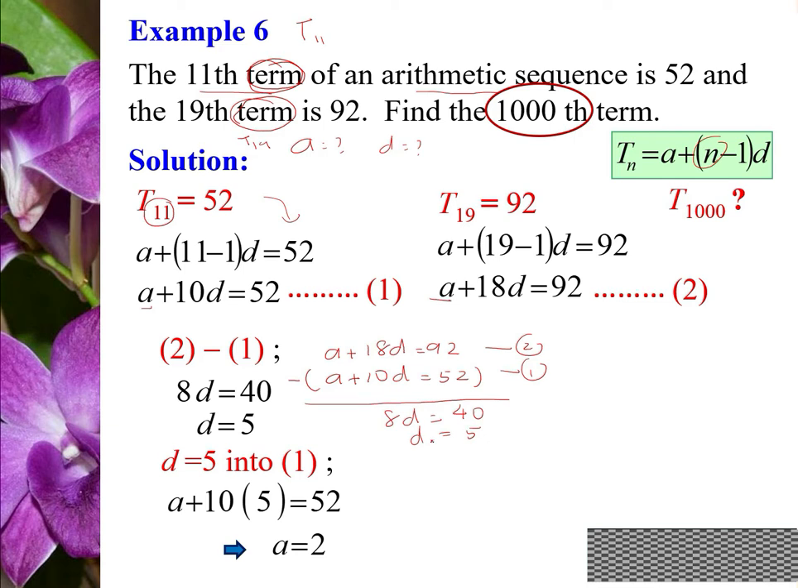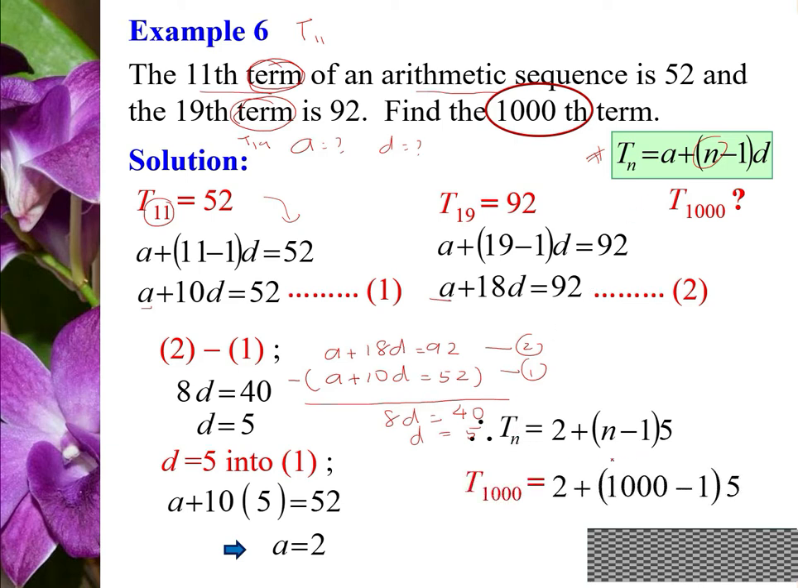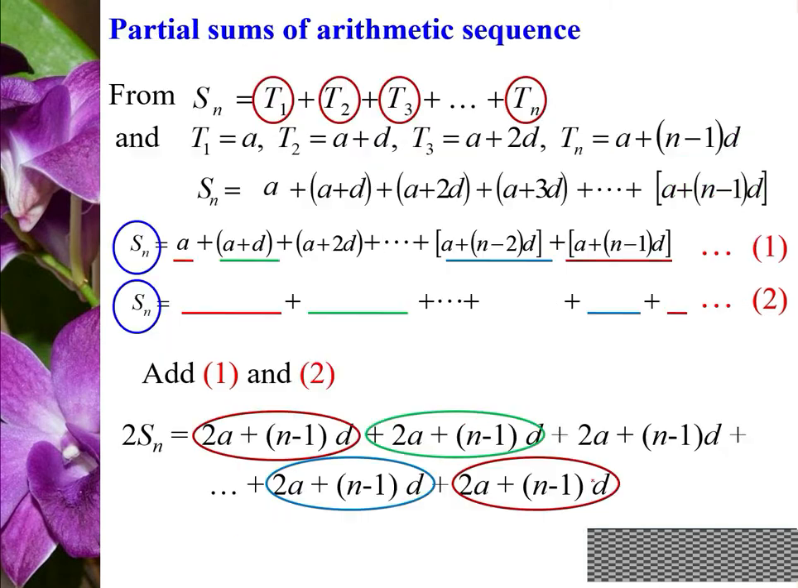Remember, we are not done yet because the question wants us to find the 1000th term. So since we have the value of A and D and we know the formula is Tn equal to A plus n minus 1 times D, we can just substitute in the formula and then just replace n with 1000. Simplify this to find the answer of the 1000th term, which is 4997.